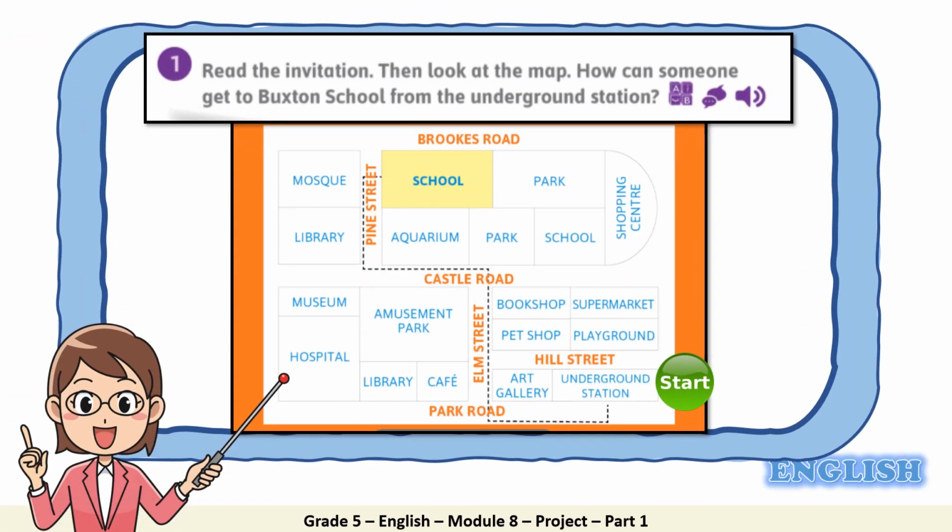In this part of the invitation, we are going to look at the map to answer the most important question: how can we go to the festival? Now, let's take a look together.